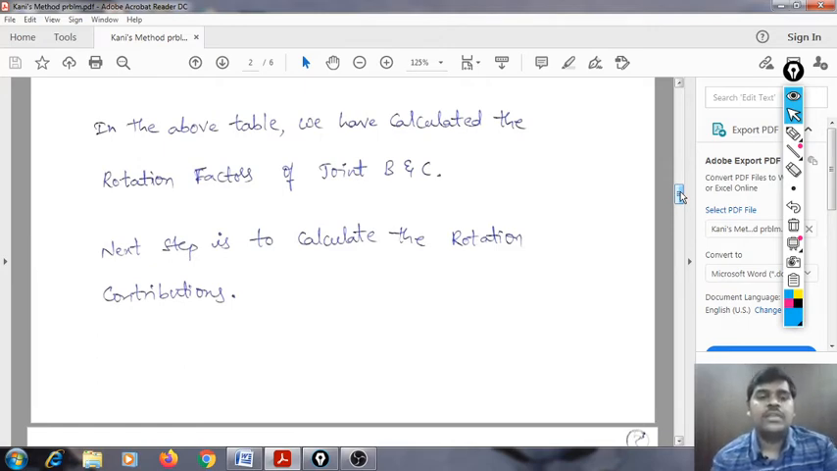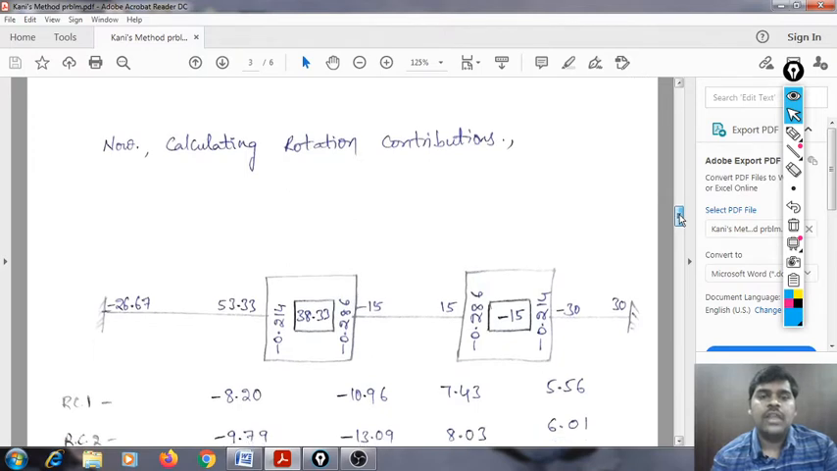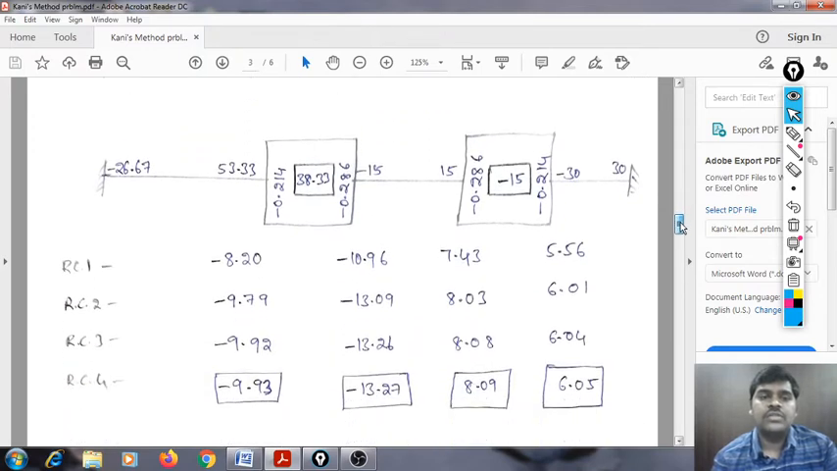So the next step is we have to calculate the rotation contributions, that is RC. This is the third important step that is going to be done by using the Kani method. Yes, next we have to find rotation contributions. So calculating the rotation contributions, here we have to draw a square box at each joint.